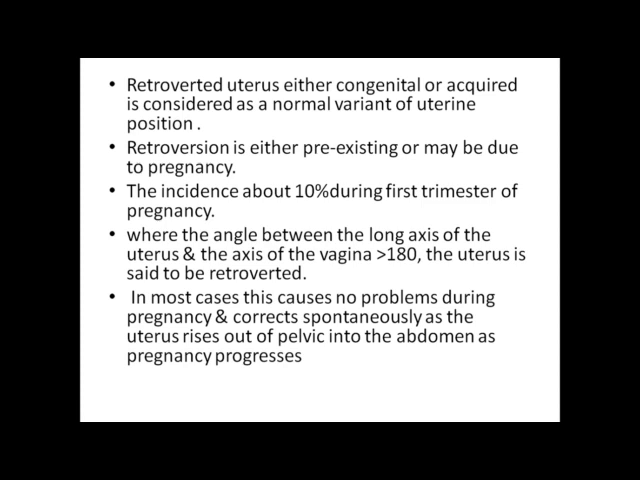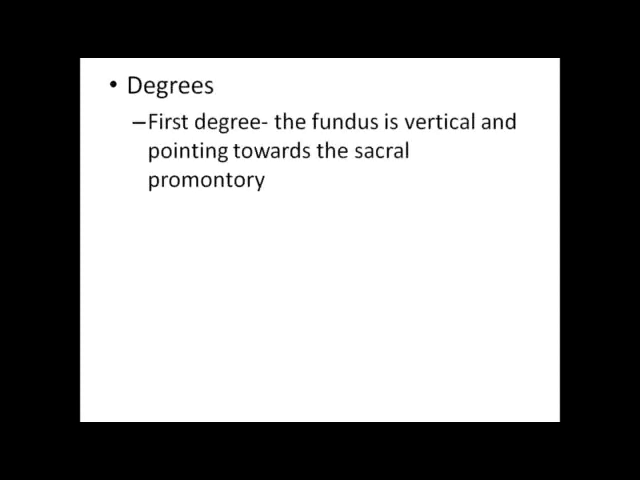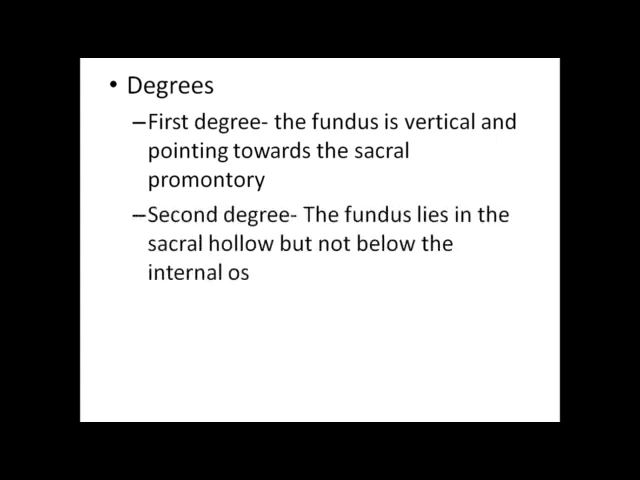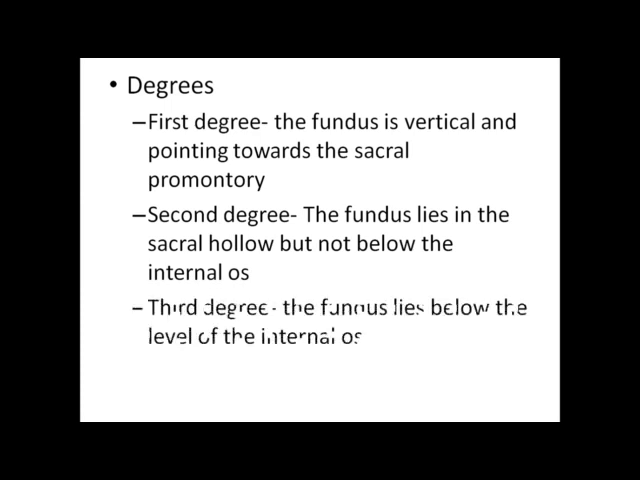abdomen as pregnancy progresses. The degrees are: first degree, the fundus is vertical and pointing towards the sacral promontory. Second degree, the fundus lies in the sacral hollow but not below the internal os. Third degree, the fundus lies below the level of the internal os.